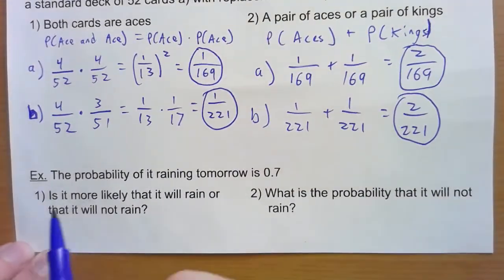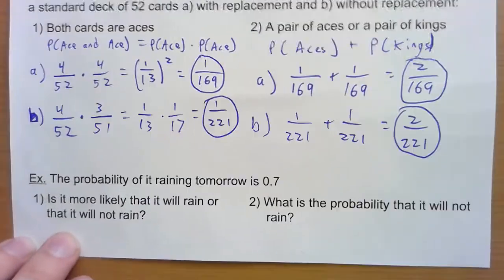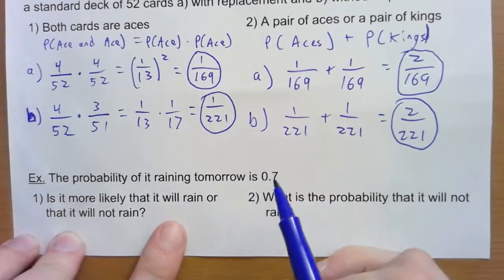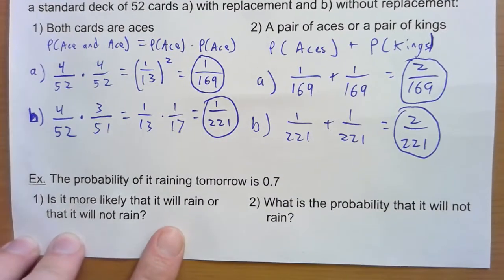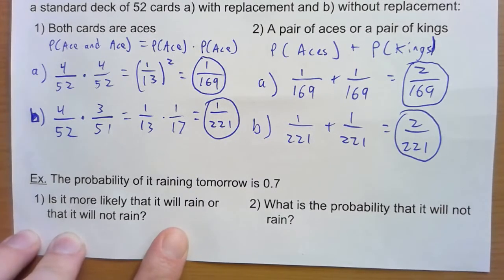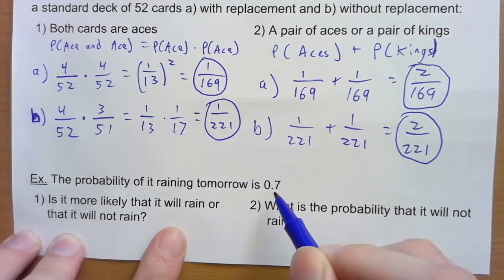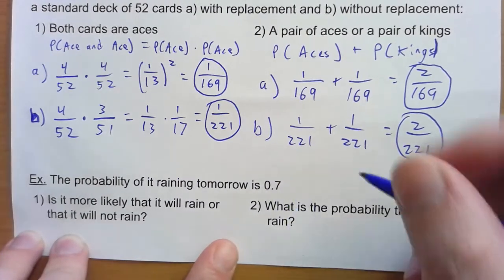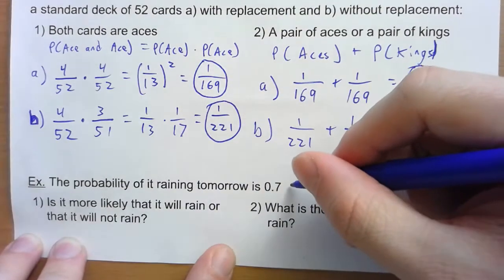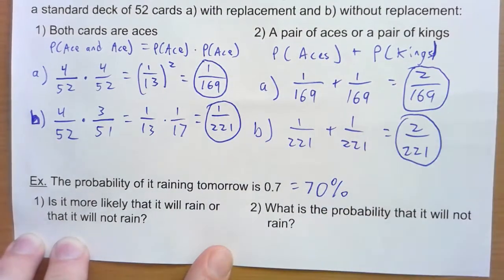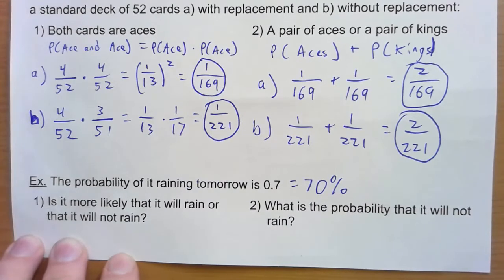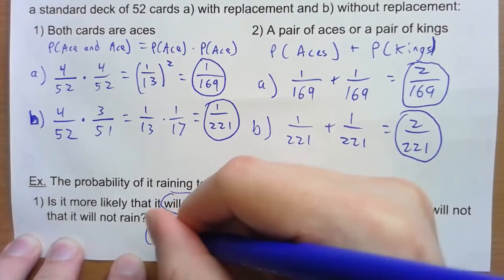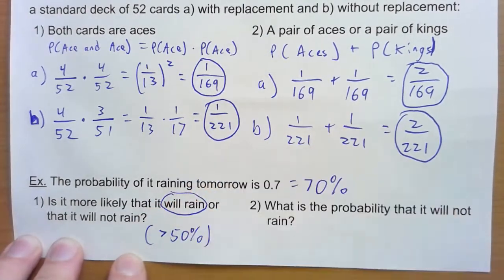And then just last real quick here, let's say the probability of it raining tomorrow is 0.7. Is it more likely that it will rain or that it will not rain? Well, 0.7 probably seems like a small number because you're used to seeing probabilities as percents. So if we give it to you as a decimal, just realize that you'd want to switch it to a percent to understand what's going on here. 0.7 equals 70%, right? Remember, percents move the decimal twice. So 70%, that's a pretty good chance, right? It's more likely that it will rain, because this probability is greater than 50%.